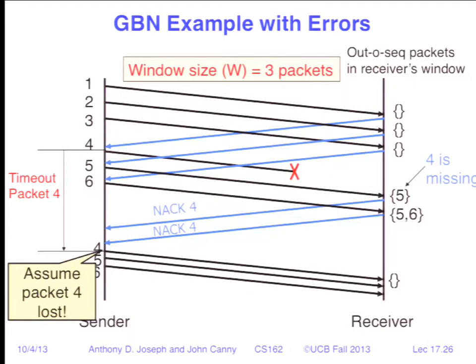So the question is, how does the receiver know what order it's supposed to receive things in? Every packet has an ID number, a sequence number, right? So if I received 4, I expect to receive 5 next, and then 6, and then 7, and so on.